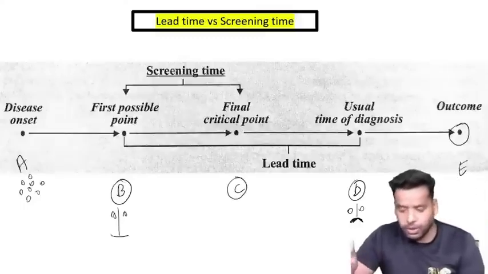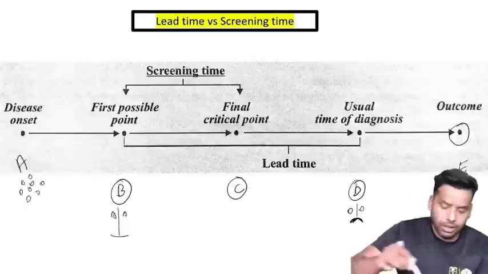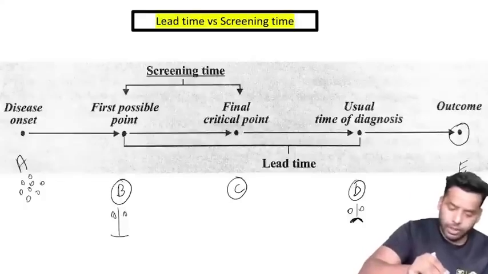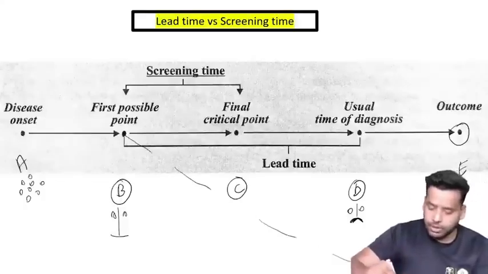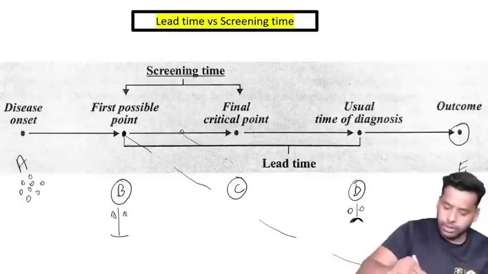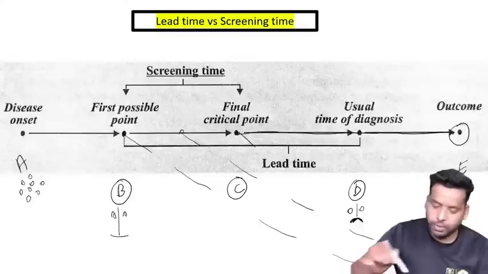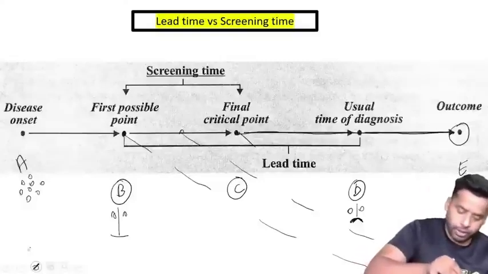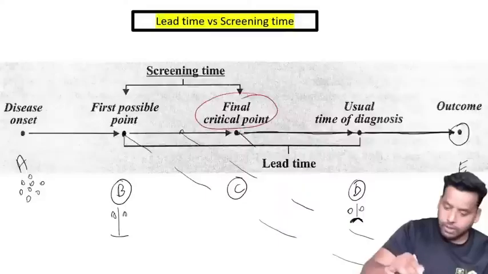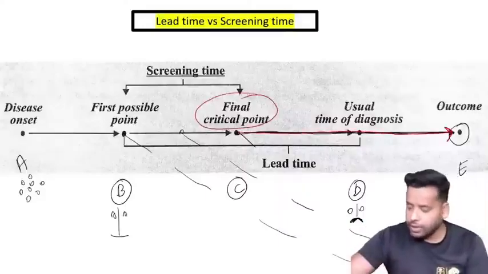Final critical point. Always keep in mind, because if you do screening at this point, you can always change the natural history. From this point also you can change the natural history. But after this point, you cannot change the natural history. The sequence cannot be altered. That is why this point is called the final critical point. After this point, the disease course becomes irreversible.